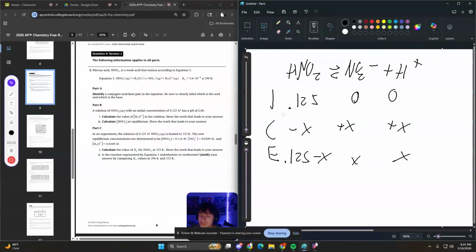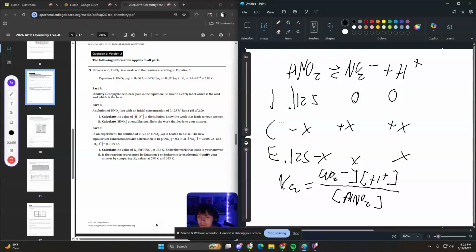Okay, so these equilibrium concentrations are what we're going to use in our Ka expression. And since we're given our Ka, we can just work this out to find what X is. So if you remember our Ka expression, which would be products over reactants, or conjugate base and hydrogen ions over weak acid. Okay, so now that we have that, we can just substitute our values that we know in for it.